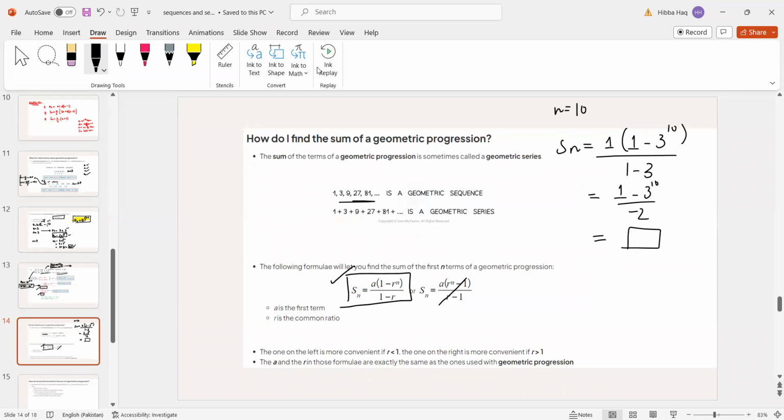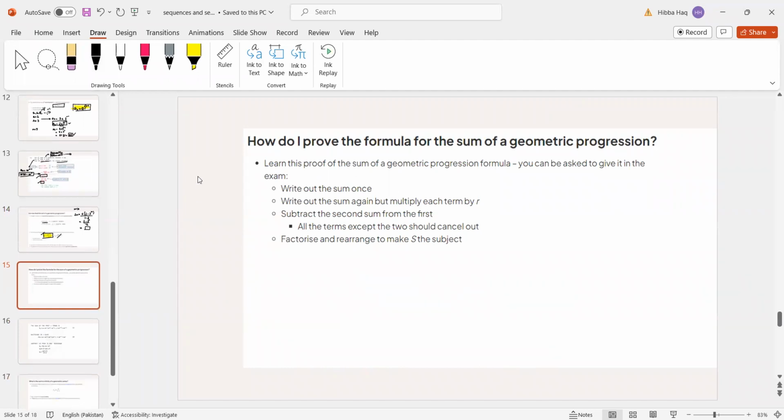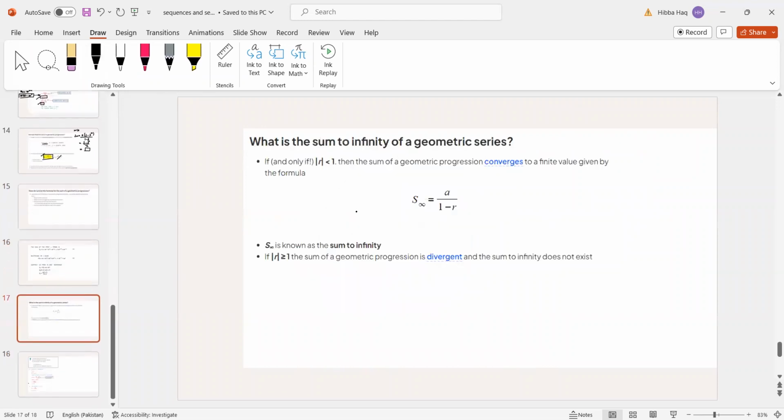So this is the sum formula for your geometric progressions. You need to remember this to do different kinds of questions. Now, again, you don't need to get into the proof of it, so we're just going to leave this out. And this proof is also not included in your paper, in your exam, so you can leave this out as well.